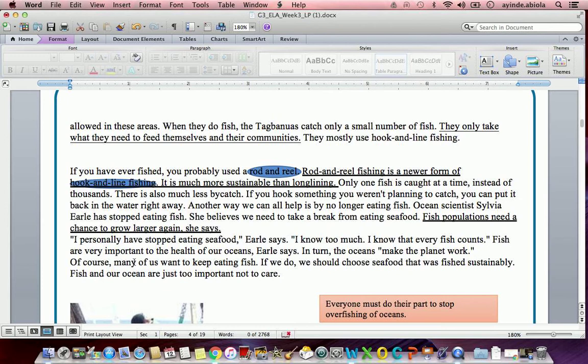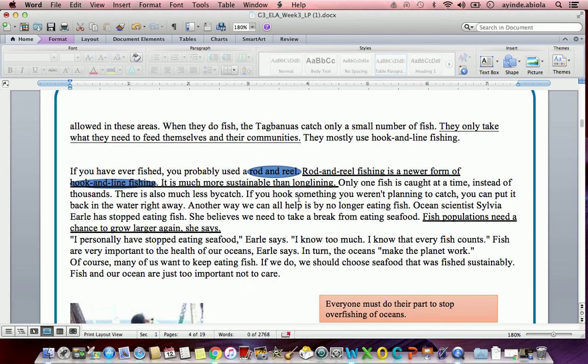Fish are very important to the health of our oceans, Earle says. In turn, the oceans make the planet work. Of course, many of us want to keep eating fish. If we do, we should choose seafood that was fished sustainably. Fish in our ocean are just too important not to care.